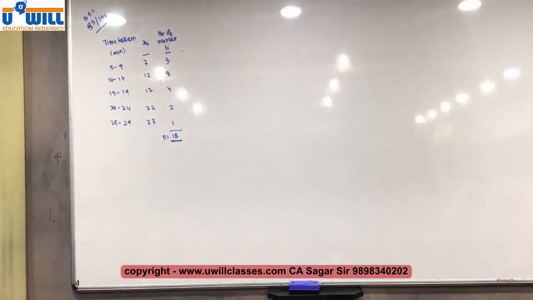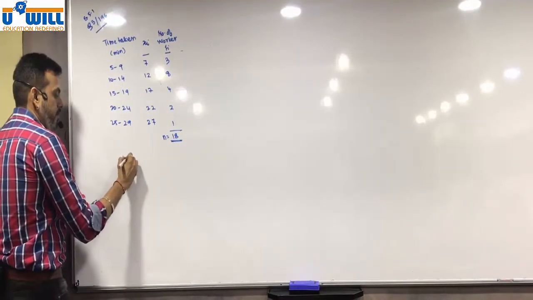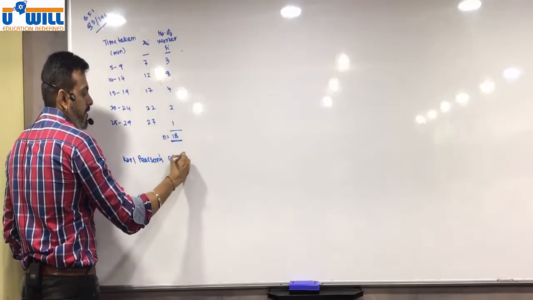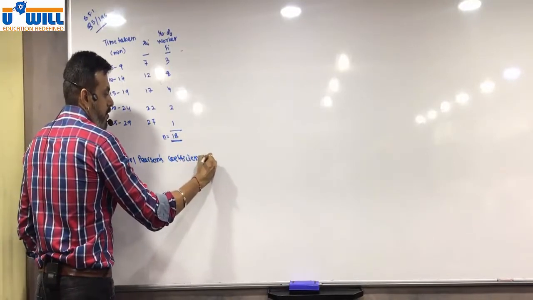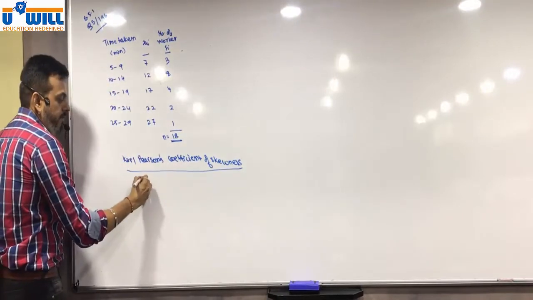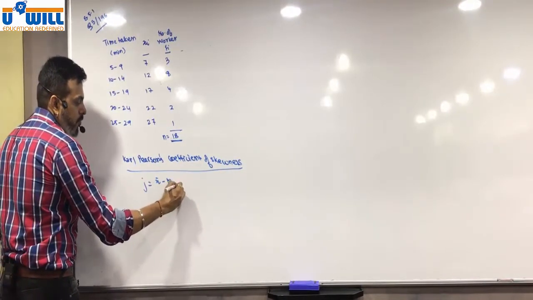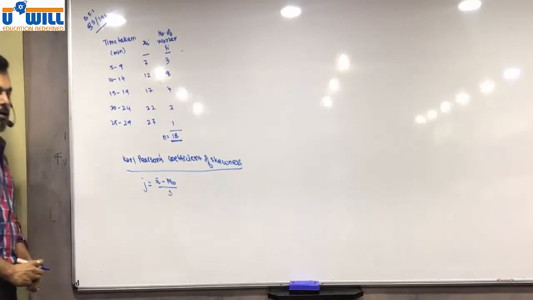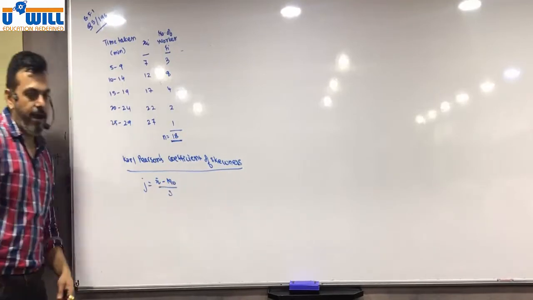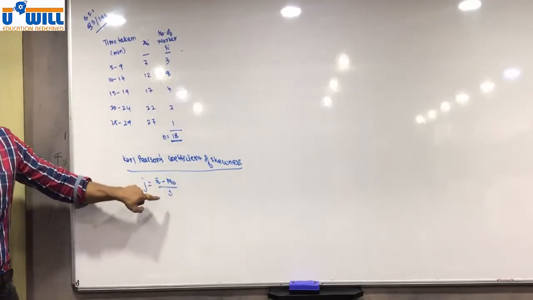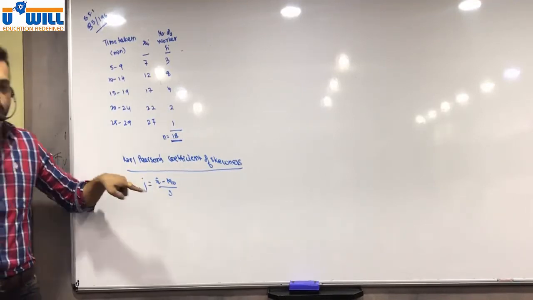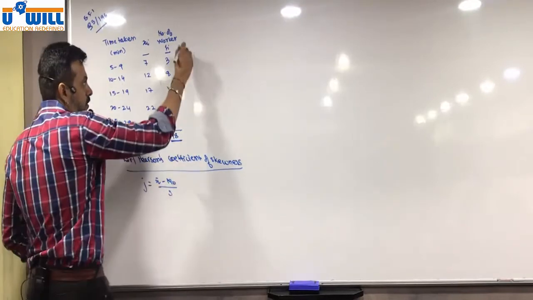Now, first let's write the formula. Karl Pearson coefficient of skewness: J is equal to x bar minus mode, mean minus mode upon standard deviation. So we have to find mean, we have to find mode, and we have to find standard deviation. Since standard deviation is there, if mean becomes a fraction, calculations become complex. So we will directly go for the shortcut method.